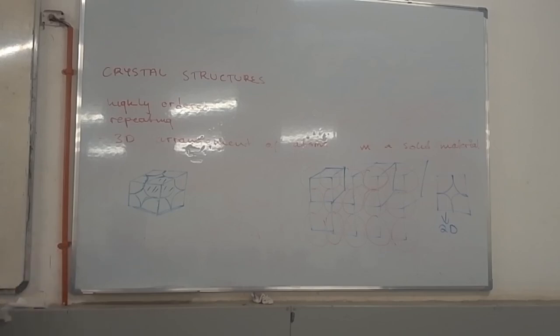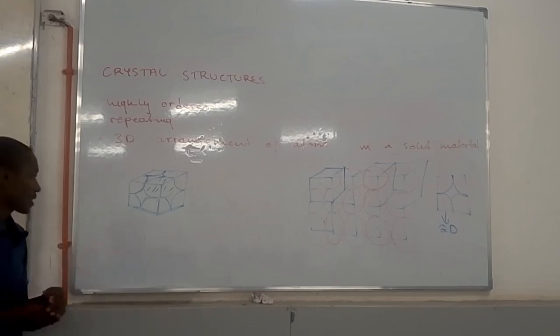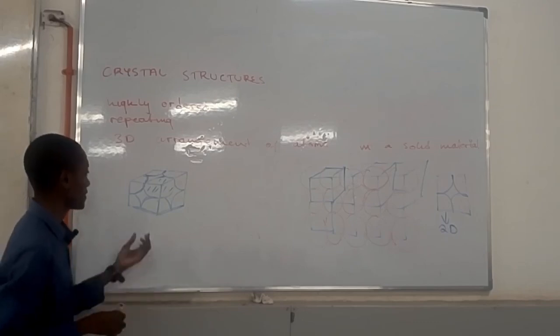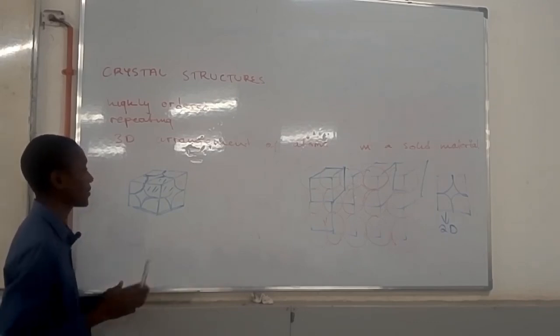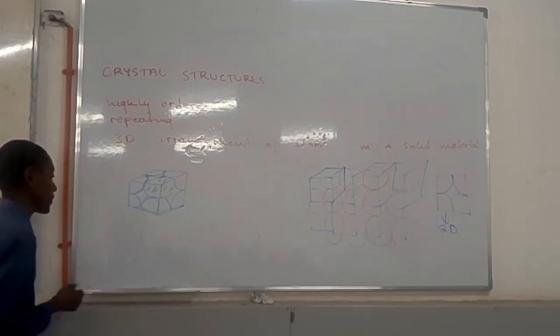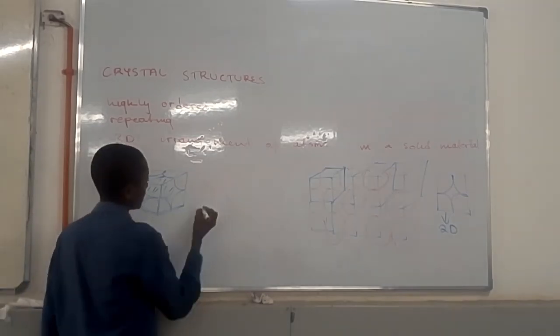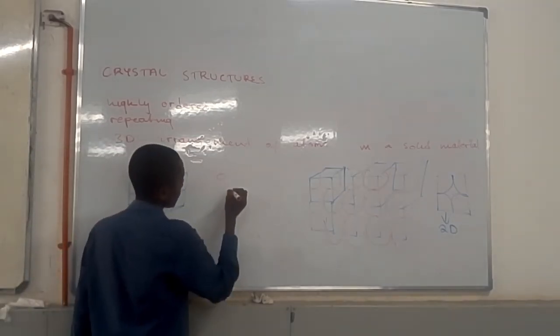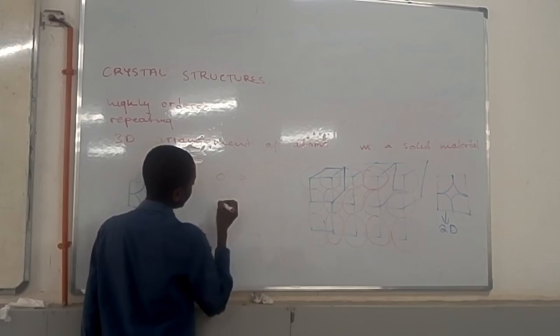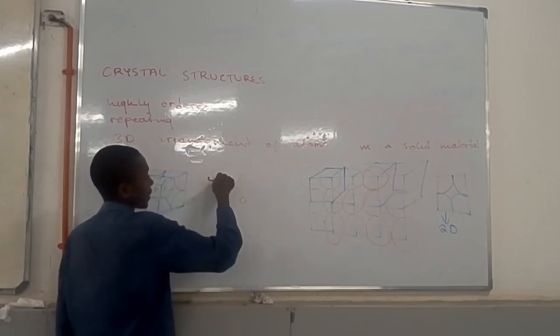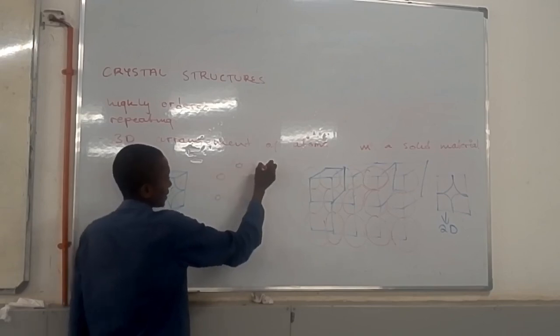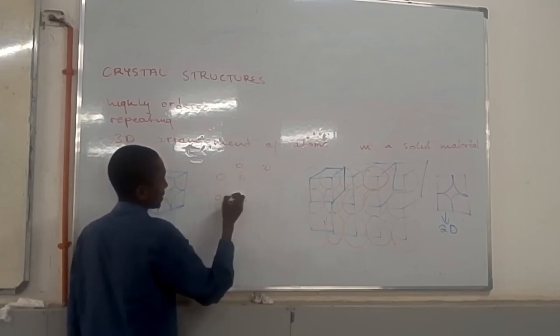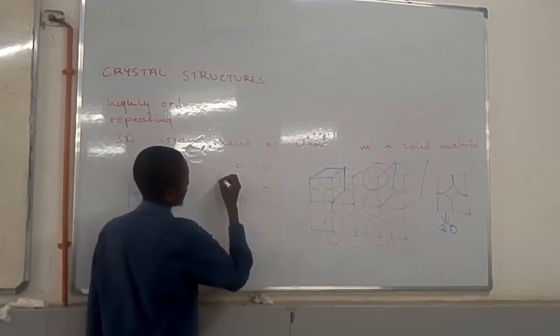Or sometimes you may find that it is not represented like this. I don't know if it's the drawing or what causes that. So you find that sometimes it may be represented like this. You've got your atom, and behind these two atoms, there are other atoms behind, right?